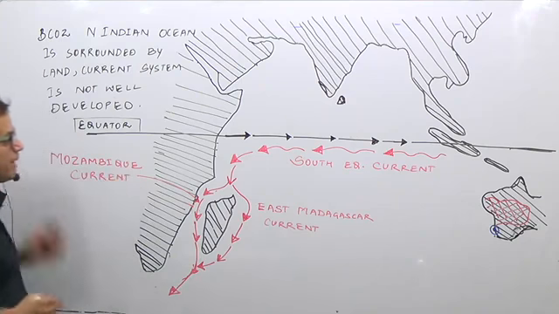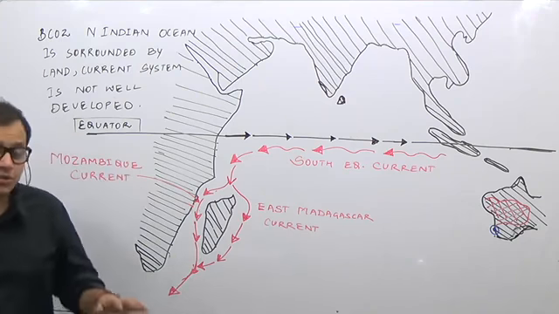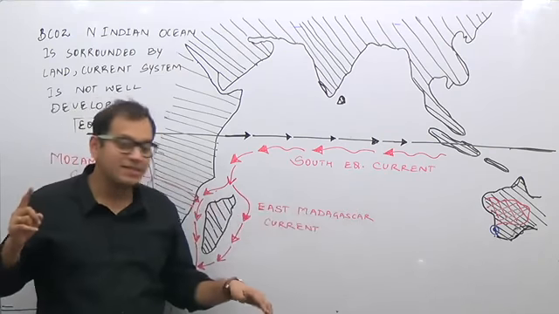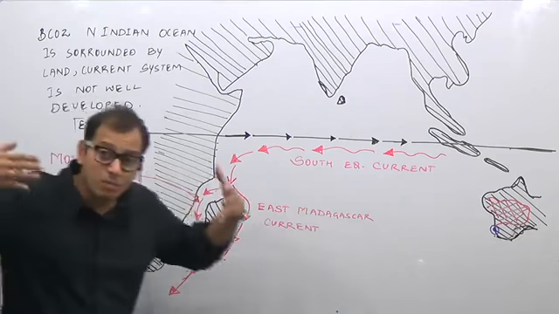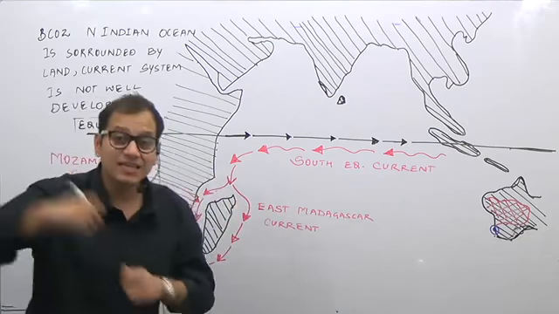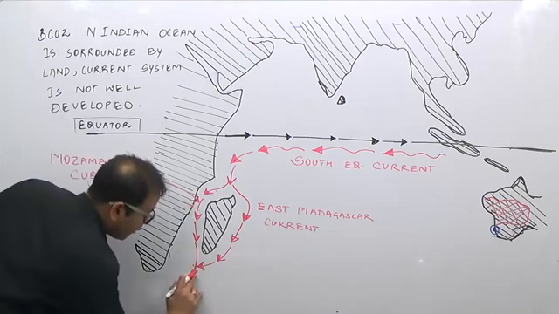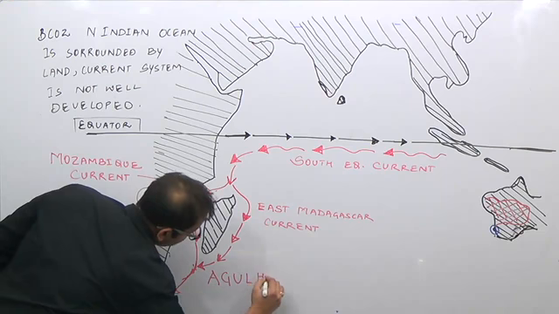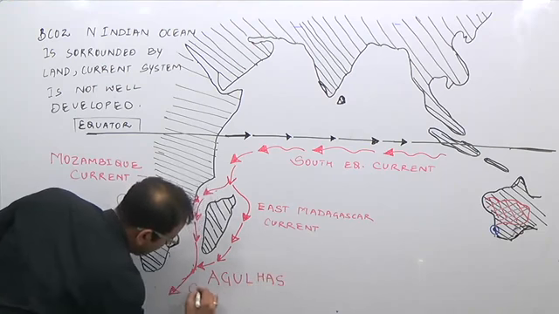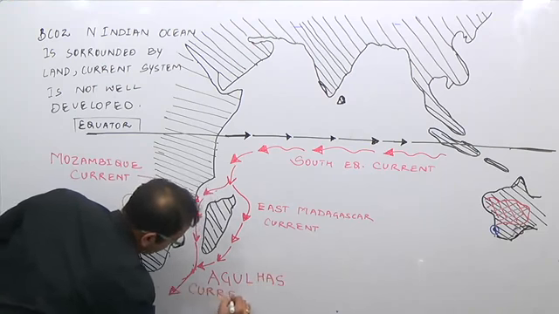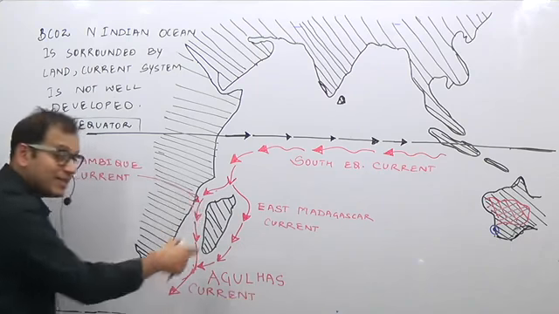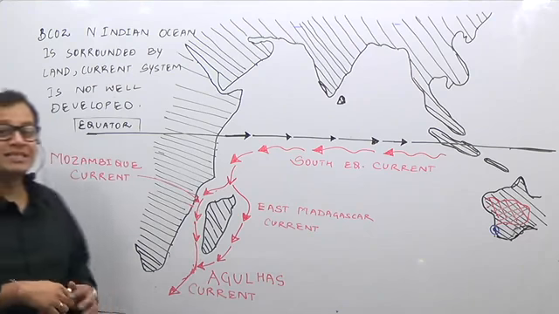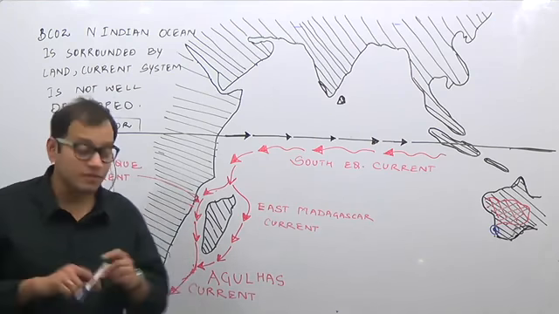So what are the major ocean currents of the southern Indian Ocean? Warm currents: the south equatorial current, the East Madagascar current and the Mozambique current. Both the Mozambique and the south equatorial current join to form a larger current which is known as the Agulhas current. The Agulhas current is at the southern tip of eastern Africa. So these are the important warm ocean currents of the Indian Ocean.